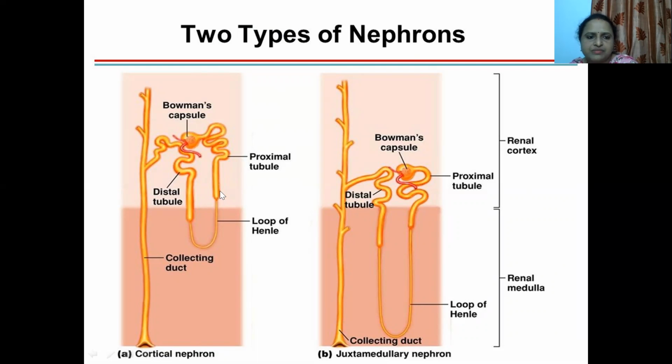So the majority of nephrons in our body are cortical nephrons. And here we have basically two types of nephrons, one is cortical, the other is juxtamedullary nephron, based on the position of the loop of Henle. And here you can see the loop of Henle is very short, but here the loop of Henle is very long.